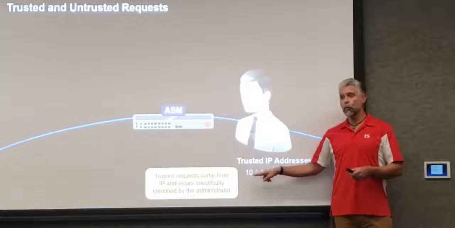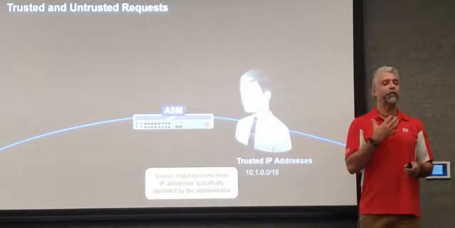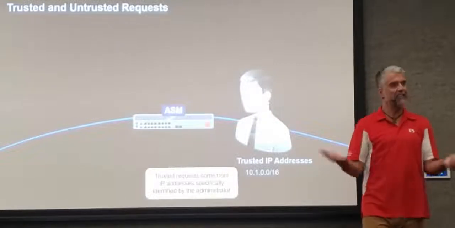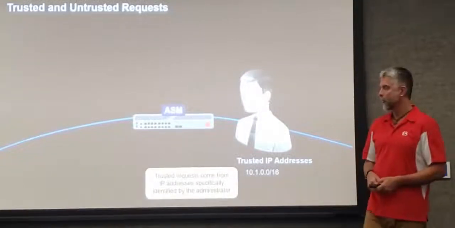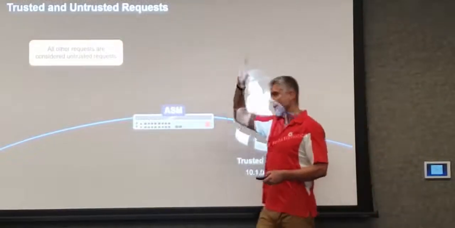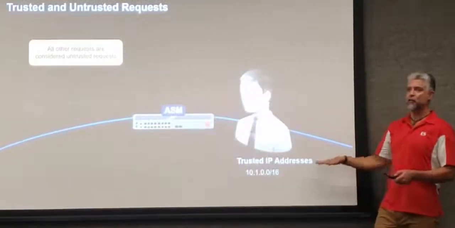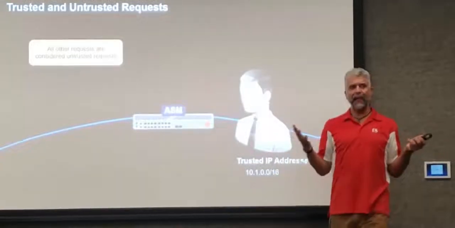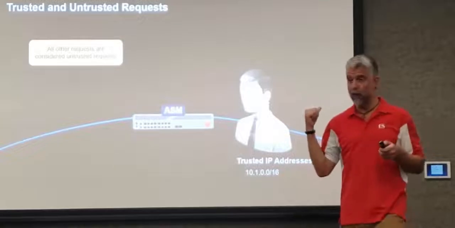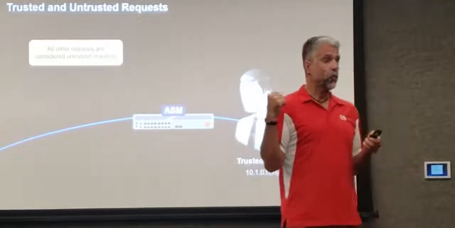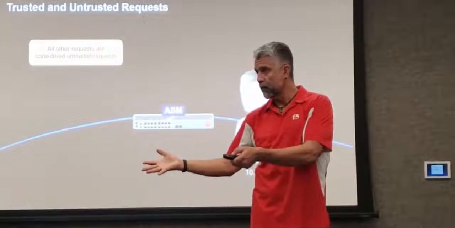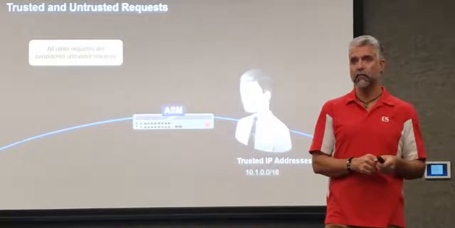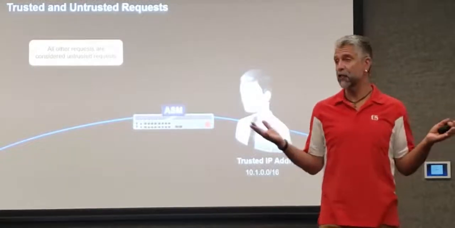This IP address or IP range identifies my trusted users, which more often than not are users inside the organization. Anybody else outside of these IP addresses are considered untrusted requests. In your last exercise, just based on what I just told you right now, were you using trusted requests to generate your learning suggestions, or were you using untrusted requests? And you could just go off of a guess if you're not sure.